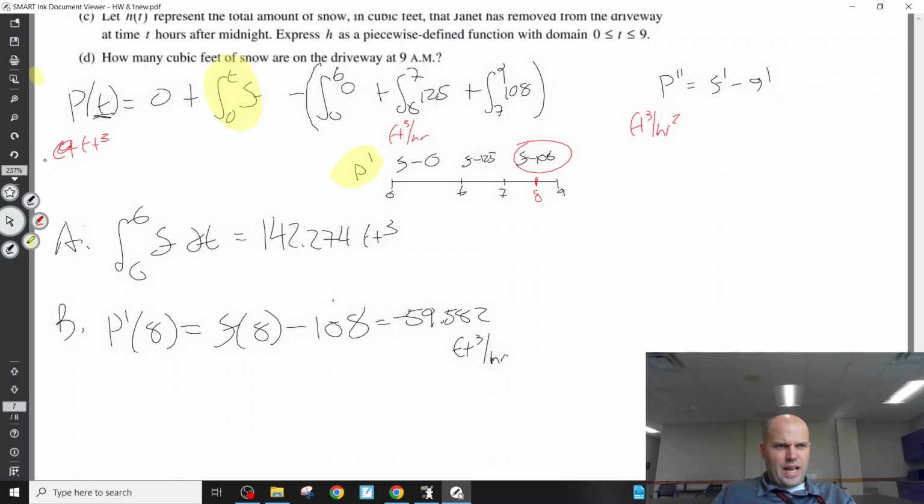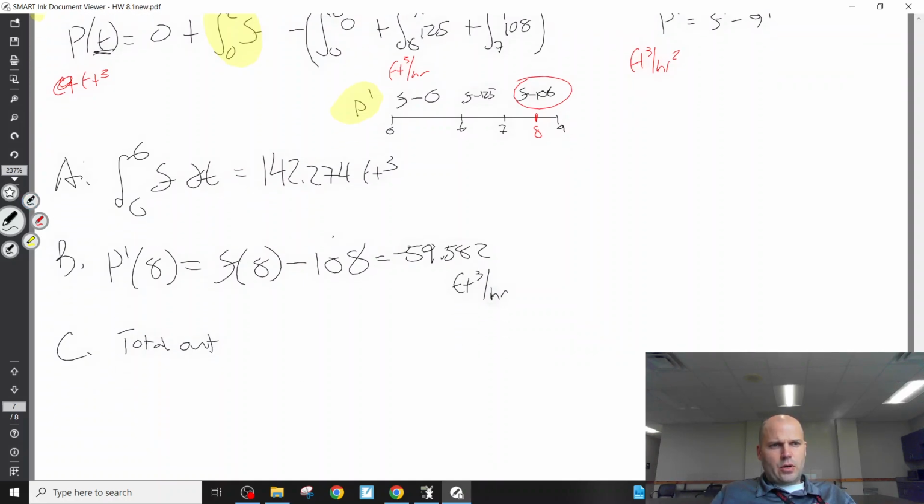Part C, let H represent the total amount of snow in cubic feet that Janet has removed from the driveway. Express H as a piecewise function with domain 0 to 9. Okay, so we're talking about our total out here. Total amount of snow removed. There's multiple ways to do it.